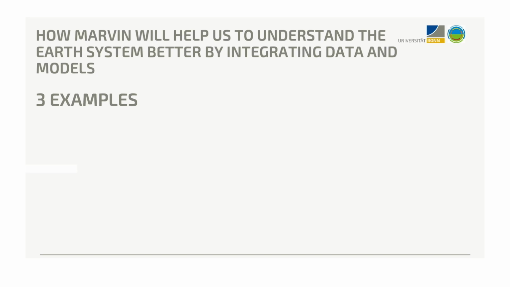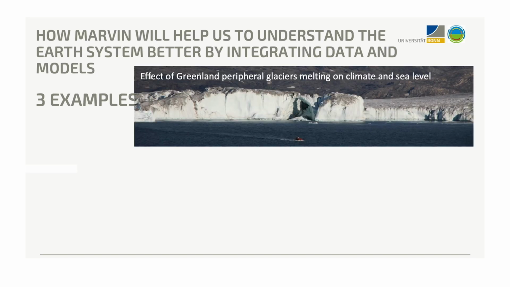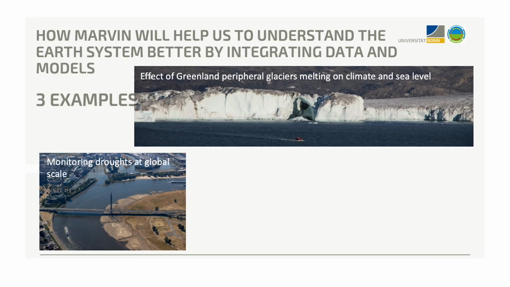So I will bring you 3 examples. And the first one, what you see behind me, is the 79-degree glacier, which is one of the biggest glaciers in northeastern Greenland. And this will be about the effect of the melting of the Greenland peripheral glaciers on climate, on sea level. My second example, this is maybe closer to many of you.